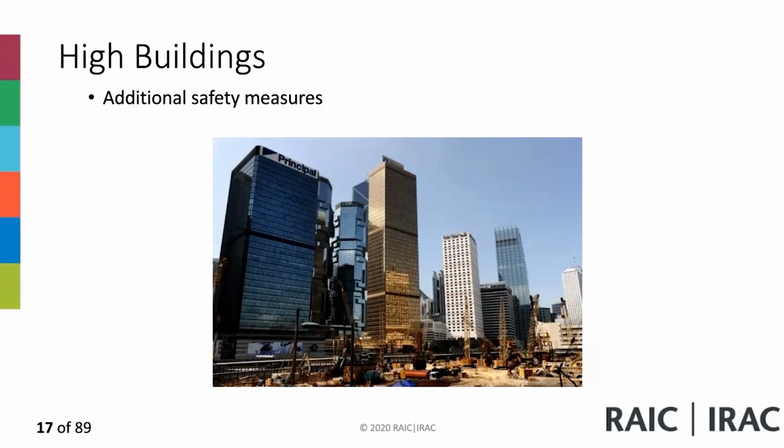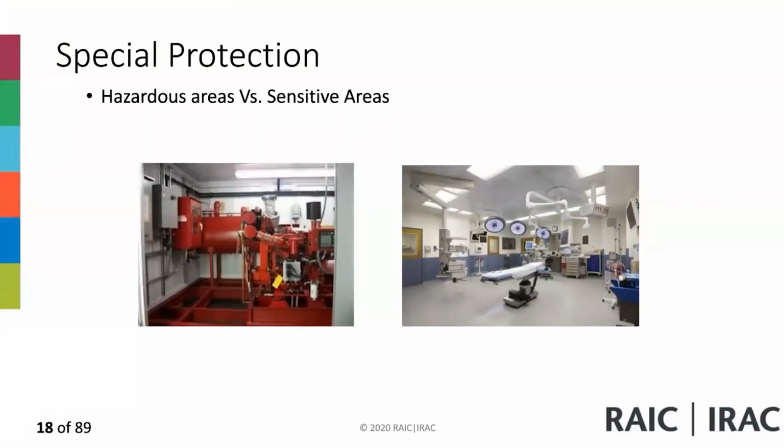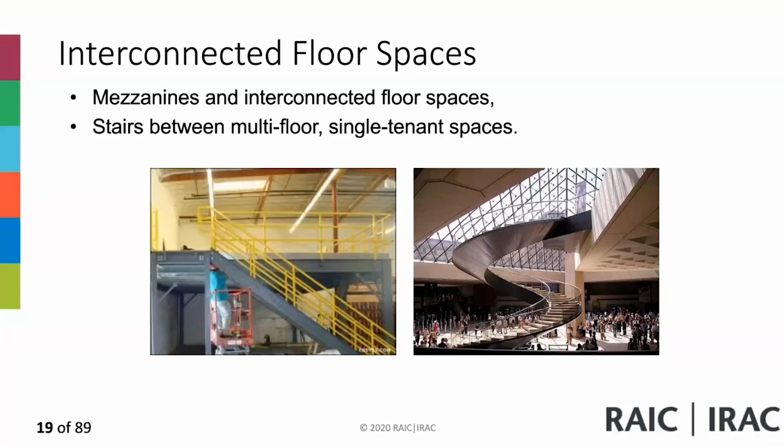Additional safety measures. The definition of high building, you will see under 3.2.6. So we'll take a look at that, and they have specific provisions for high buildings. Special protection for certain areas of the building, for certain occupancies, for storage areas, and hazardous areas. There are certain sensitive areas, certain occupancy requirements, certain hazardous areas, and services protection requirements.